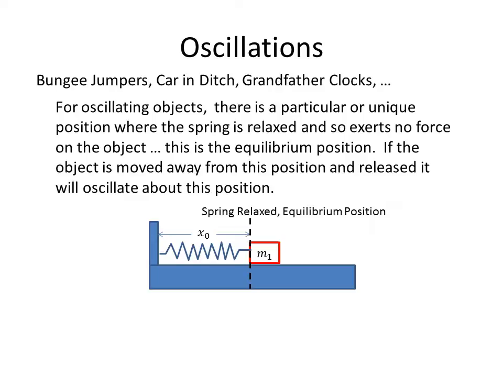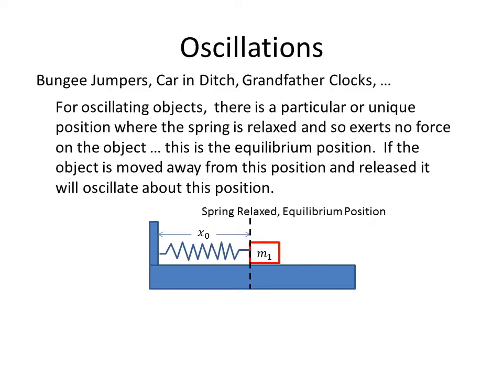Here's a picture describing this equilibrium position. We've attached a spring to the wall, so one end of the spring is attached to the wall, the other end is attached to a mass M1. The spring isn't compressed or stretched, so the spring is not exerting a force on the mass M1. So the dashed black line represents the equilibrium position.